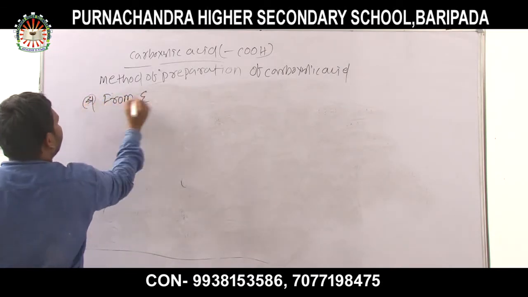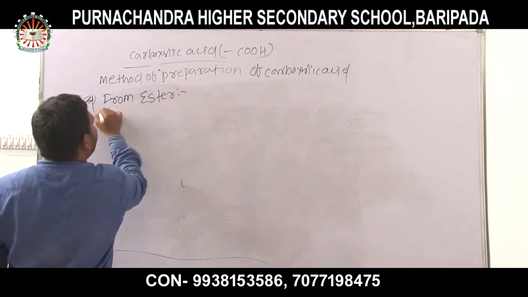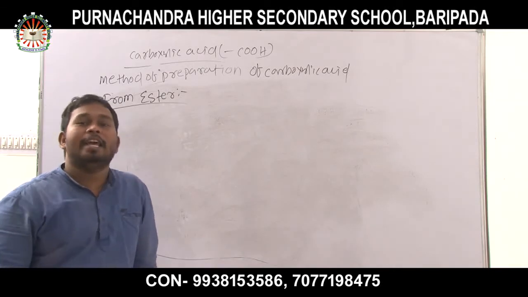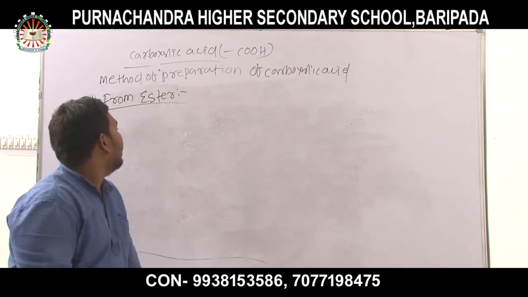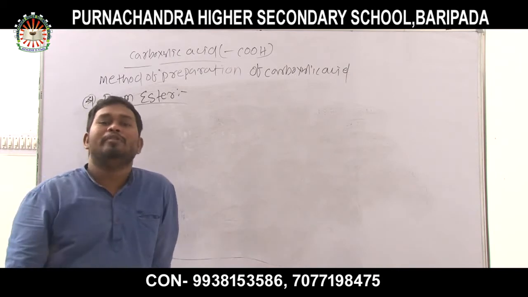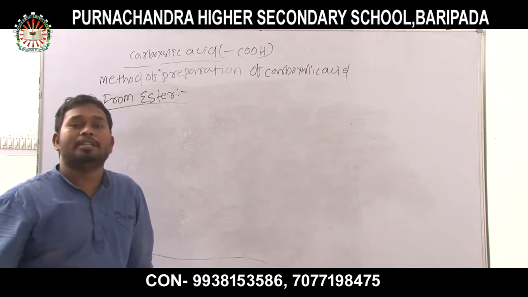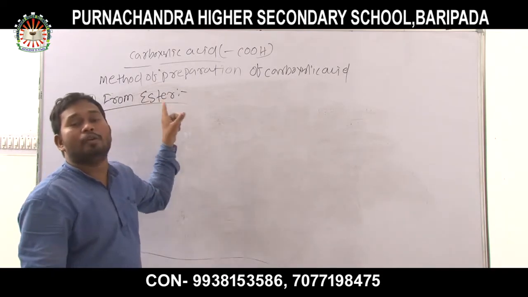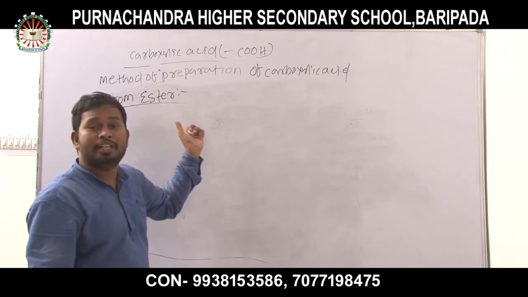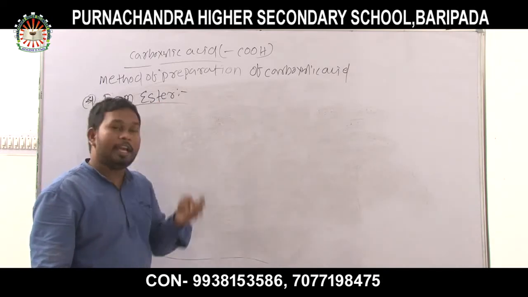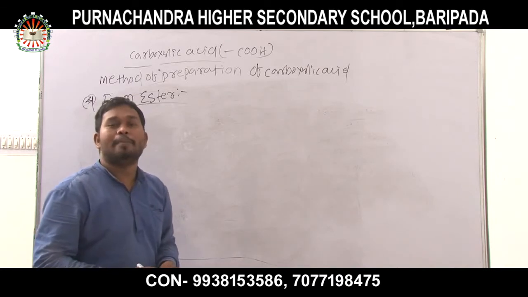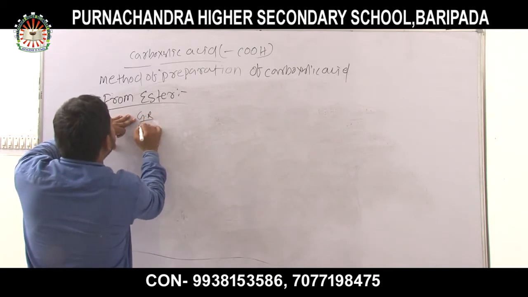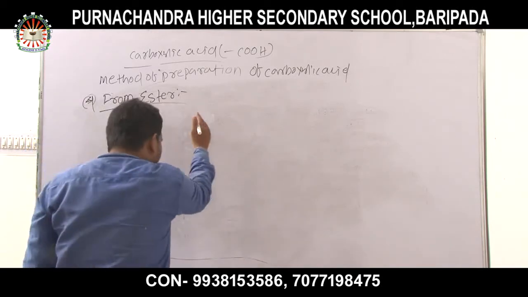From ester. When ester undergoes hydrolysis, then an acid is formed along with alcohol, which is also called a saponification reaction. Again, I repeat, from ester, when ester undergoes hydrolysis, then an acid is formed along with an alcohol. First, write the general reaction. We are taking an ester.